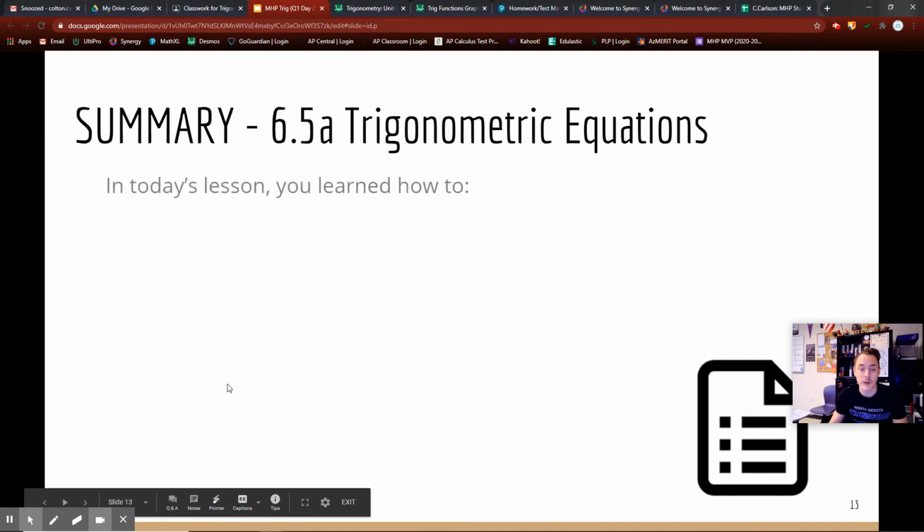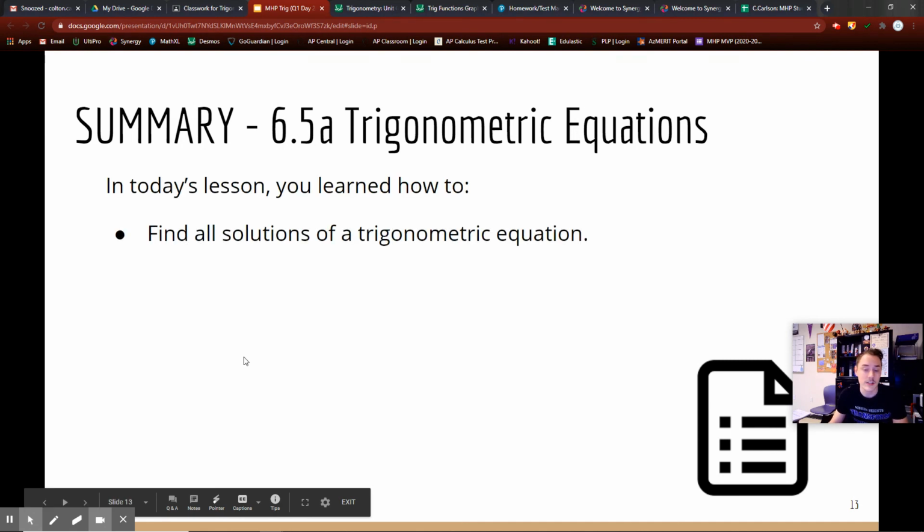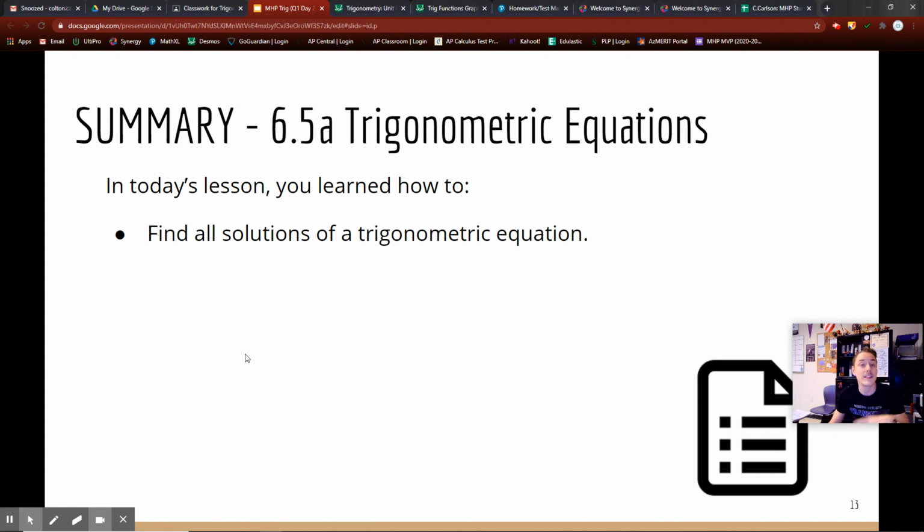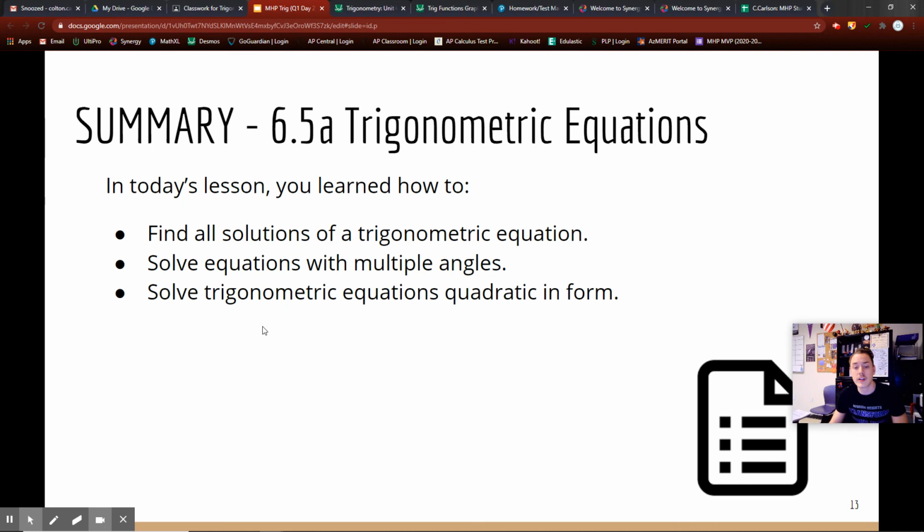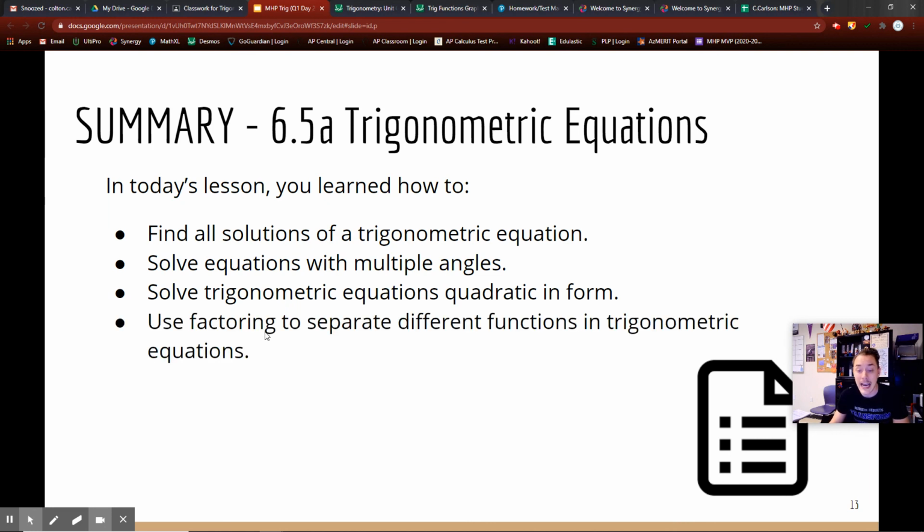So what did we learn? We learned how to find all solutions of a trigonometric equation. So that's basically the general solution. That's what we found, the general solution. We solved equations using multiple angles, kind of using the back and forth between the quadrants, okay, and getting a whole new interval and adjusting it accordingly. And then we solved trigonometric equations using quadratic form and using factoring to separate different functions in trigonometric equations.